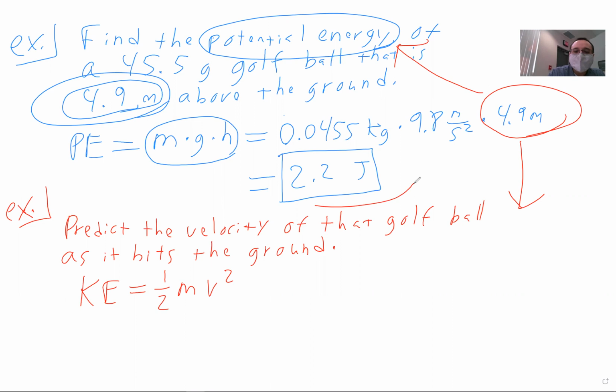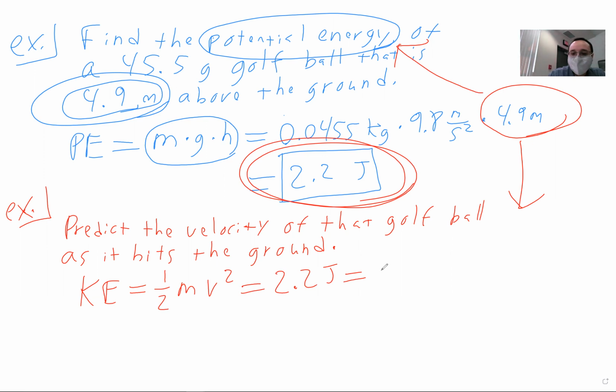And so the energy that we calculated here, that's the energy that the golf ball is going to have upon impact with the ground. So we can say that this kinetic energy is equal to 2.2 joules, okay? So all we have to do is solve for v because we already know what mass is, right? So 2.2 joules, okay?